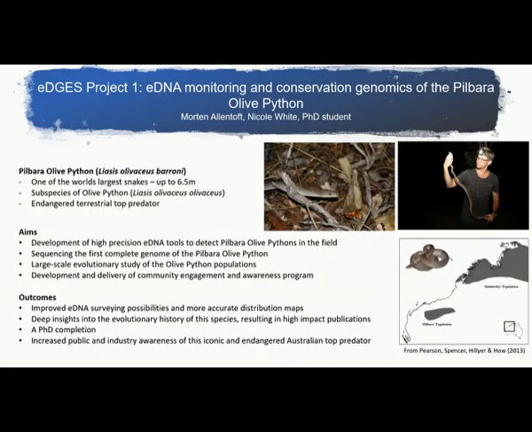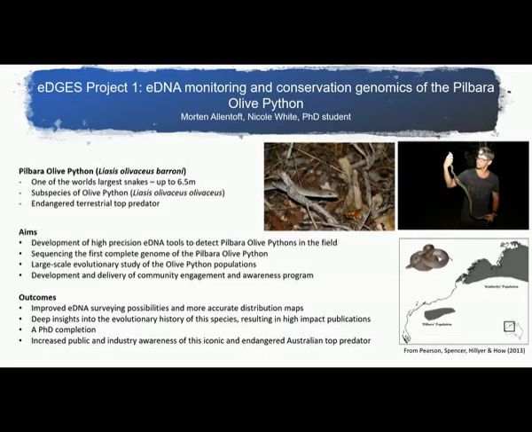The first project in the EDGES framework, project number 1, is called eDNA Monitoring and Conservation Genomics of the Pilbara olive python. This project is perhaps a little bit different from the other projects in that it doesn't only include environmental DNA tools, but it also has an evolutionary component, a genomics component, included. A few words on the olive python here. The Pilbara olive python is a recognized subspecies of the common olive python. Olive pythons are very large snakes. They grow up to 6.5 meters.